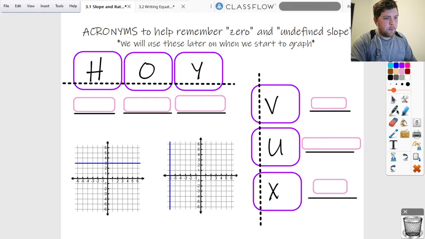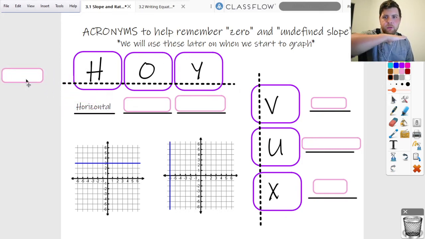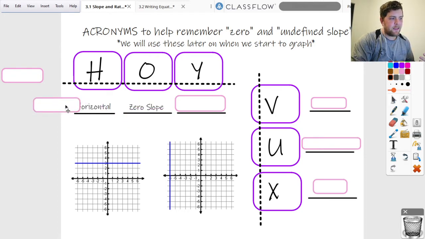And we use this kind of mnemonic device to help us remember this. It just kind of sounds funny, so it always stuck in my head. HOI VUX. These are acronyms to help us remember 0 and undefined slope. HOI stands for horizontal. Horizontal is left and right, kind of like the horizon. Horizontal is like the horizon. If you have a horizontal line, that means I'm going to have a slope of 0.